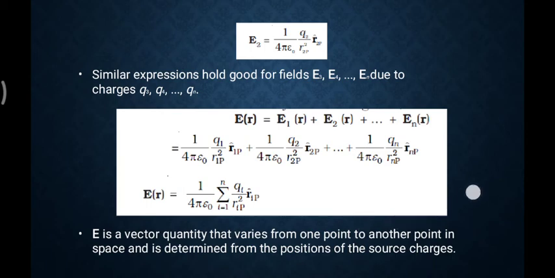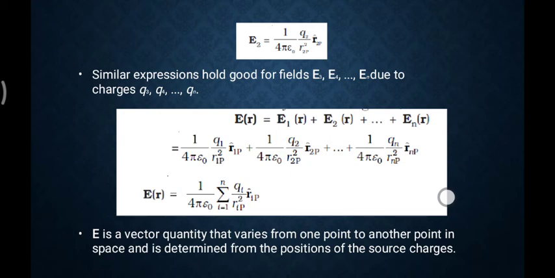So here bold E tells us about the vector form. The E is a vector quantity that varies from one point to another point in space. A very easy way to understand this: if you have a magnet, it has a magnetic field. If you are close to the magnet, you feel more magnetism, because if you vary your place, it can affect in a different way. That is the way I am trying to explain this.